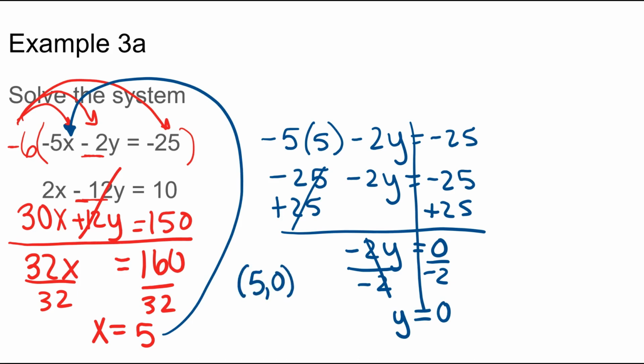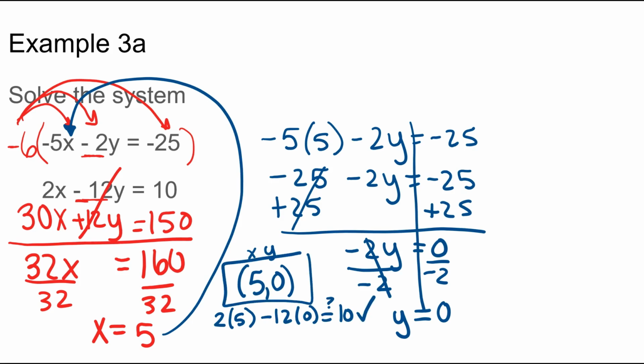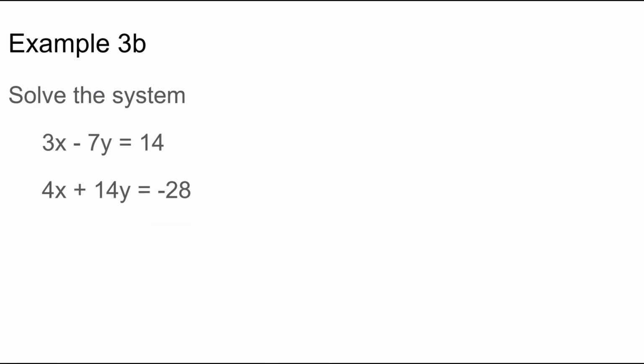But if you're really worried, we're going to take a moment and check it with that second equation. So 2 times x minus 12 times 0, does that give us 10? And it does. We'll do one more like that.